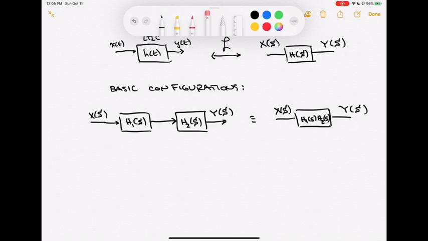Let's clean that up a little bit. I'll make the box a bit bigger so it's readable. I still have my output Y of S, and now the transfer function is H1 of S times H2 of S. No convolution is required. So for systems in series, you just multiply their transfer functions.